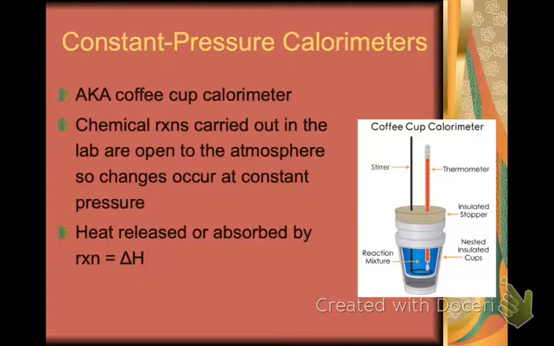And because we are at constant pressure, we can say that the heat released or absorbed is equal to its enthalpy. So we can say that Q, or that heat released or absorbed, is equal to delta H, or that change in enthalpy. And we'll talk a little bit more about what that means when we start to get into the math. But we can make that statement that heat released or absorbed is equal to the change in enthalpy.